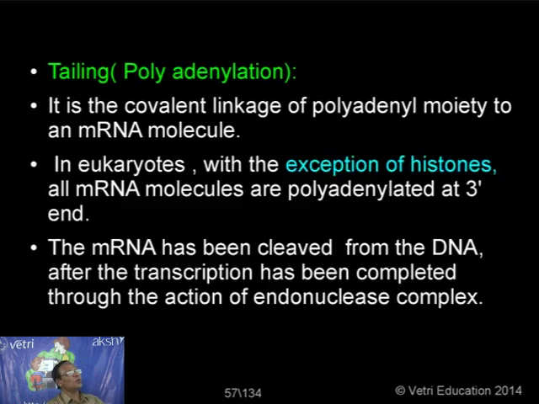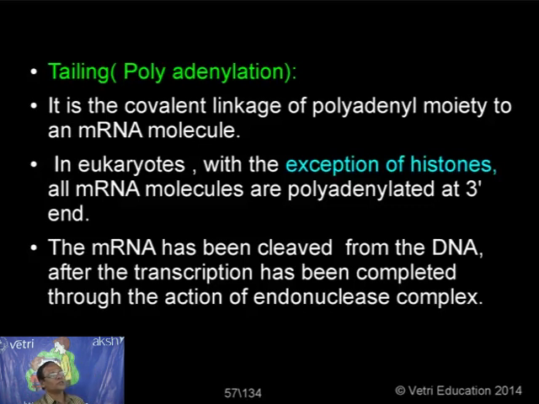So it is a covalent linkage. There you have the capping. That cap is linked to the newly formed nucleotide by means of a triphosphate bond. But in the tailing process, the mRNA is linked to many adenine nucleotides by means of a covalent bond. That's why I mentioned here it is a covalent linkage of the polyadenyl moiety, the residue, to an mRNA molecule at the 3' end.